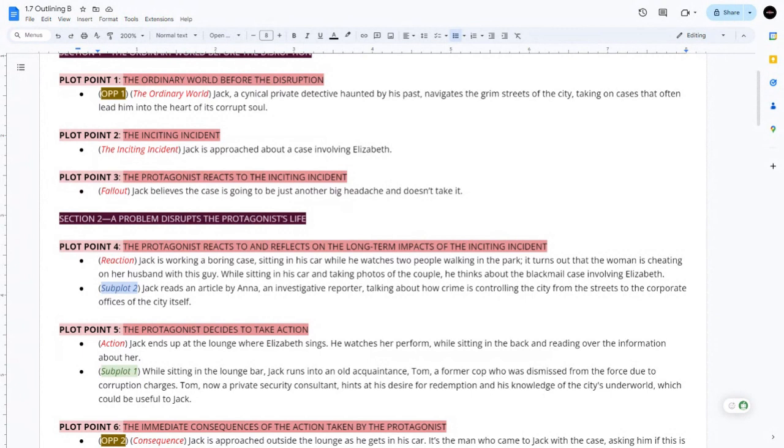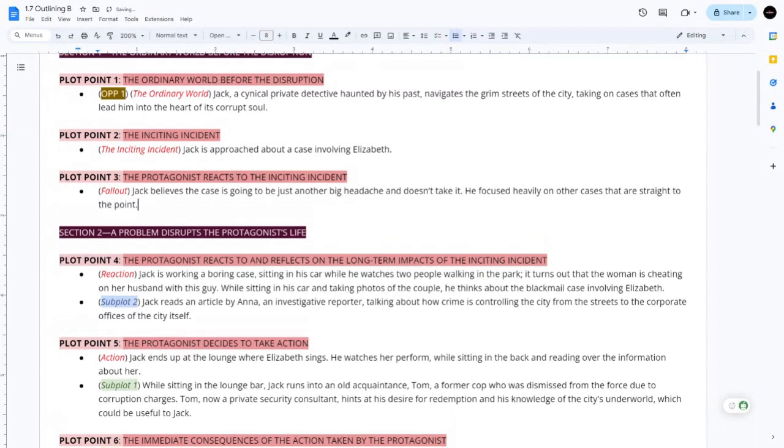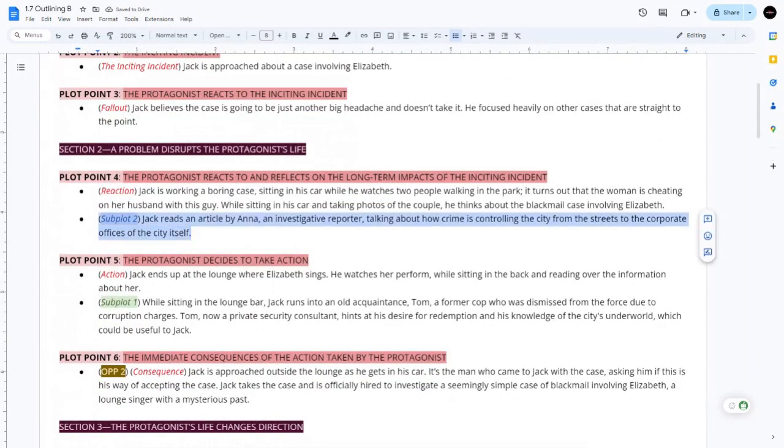New micro plot points. And basically, the inciting incident is that Jack is still approached, okay, about the case involving Elizabeth, but he doesn't take it now. It's just his approach, which puts him into a change of behavior, okay? And the protagonist reacts to it. Jack believes the case is going to be just another big headache and doesn't take it, all right? Which means, I should write, he focuses heavily on other cases that are straight to the point. Okay. The fourth plot point, by the way, we could ignore that, right?